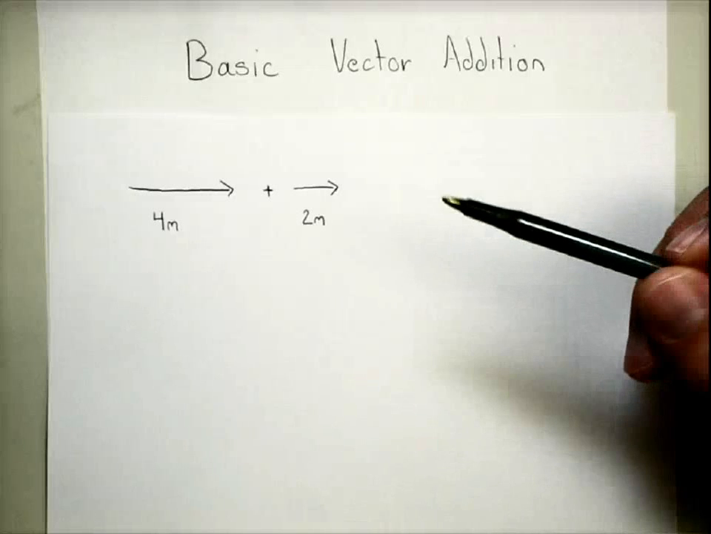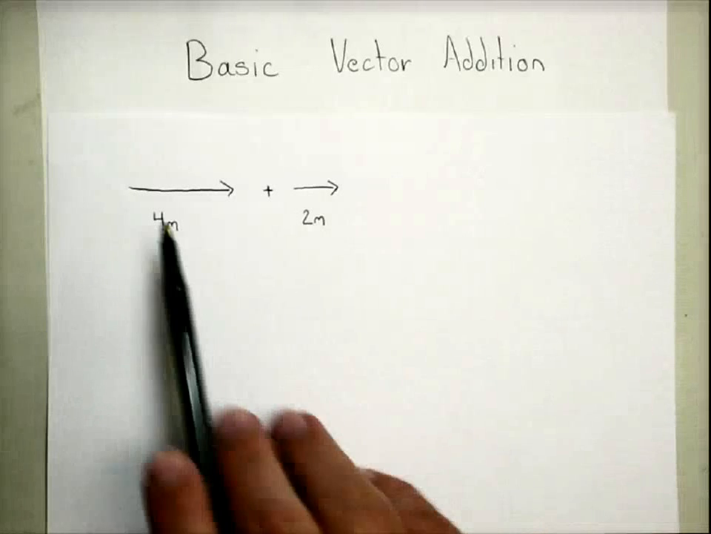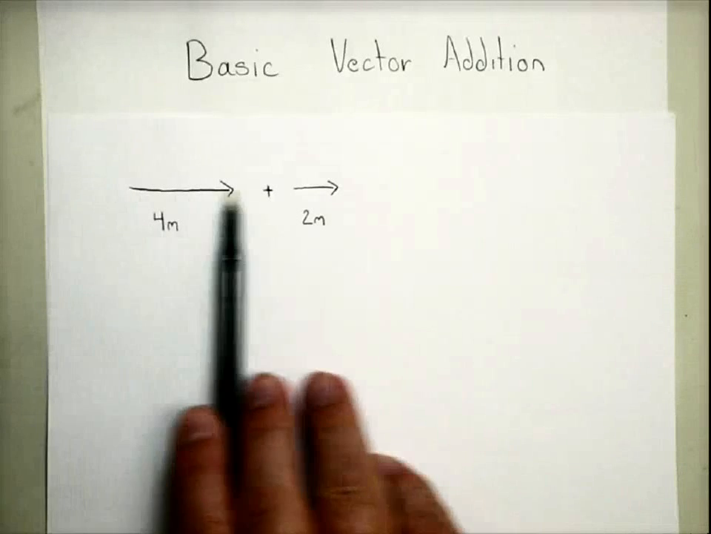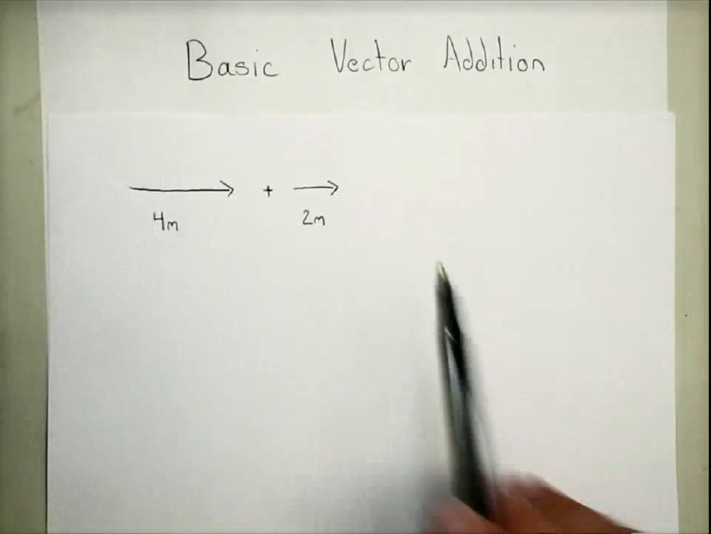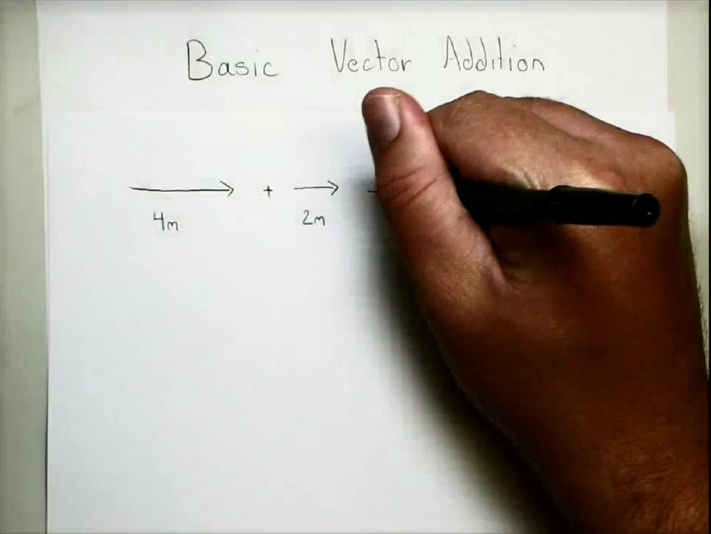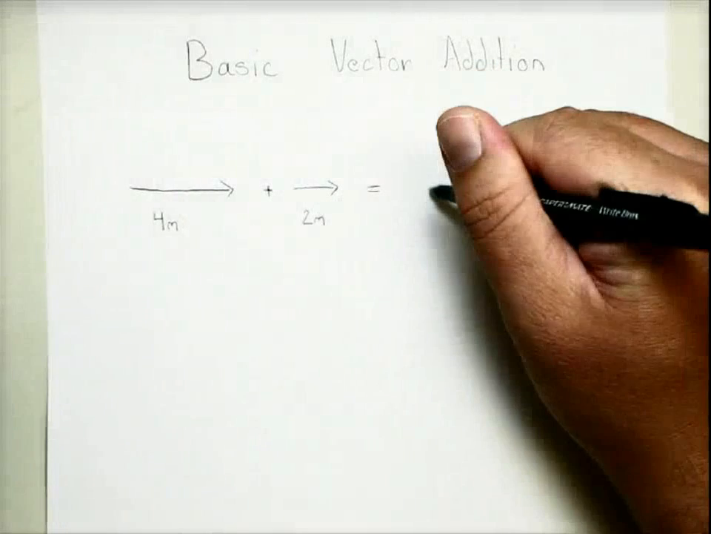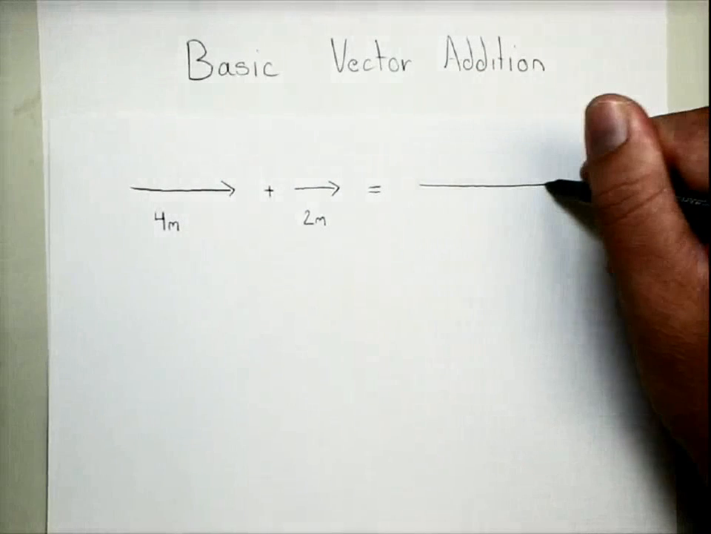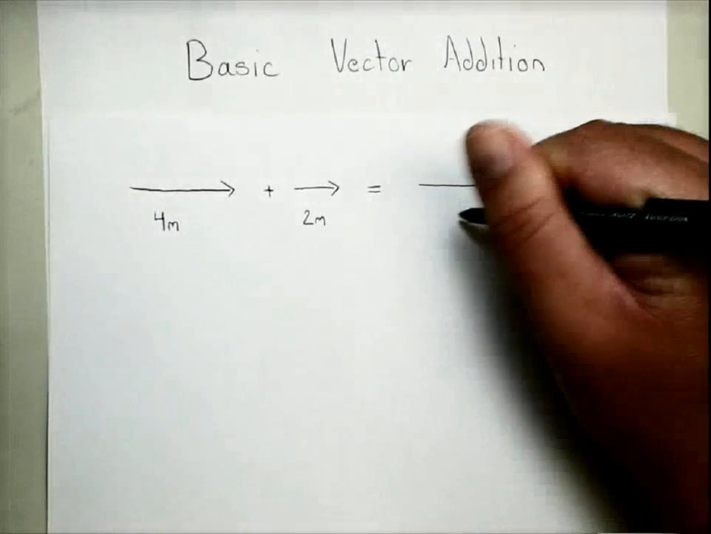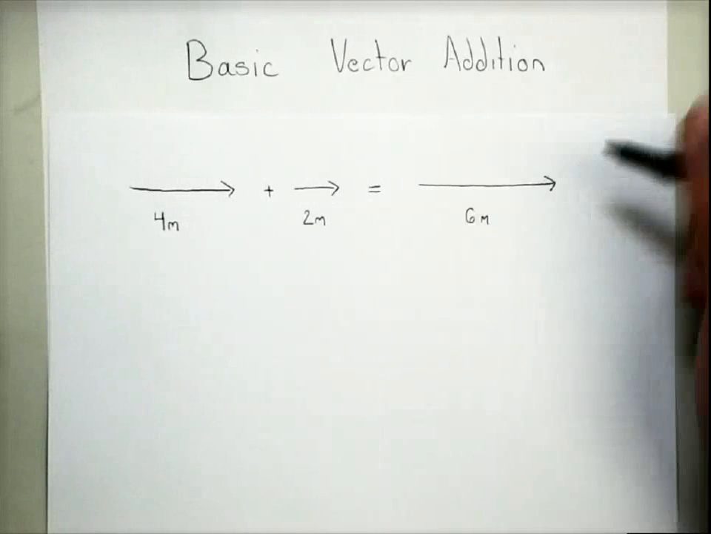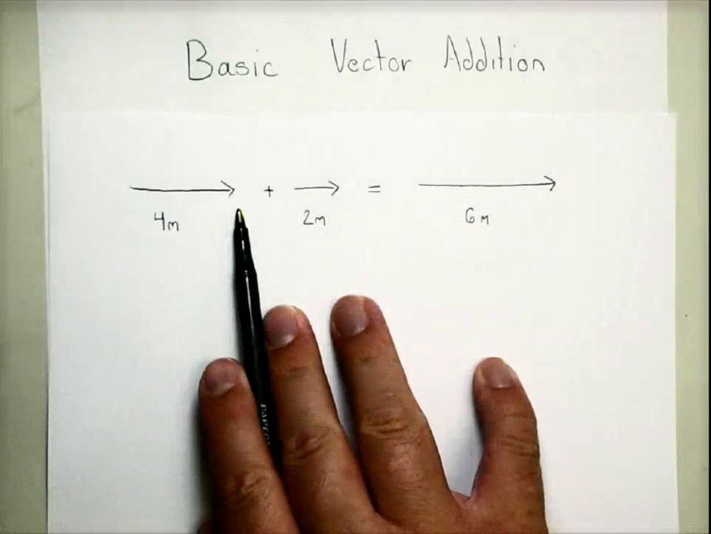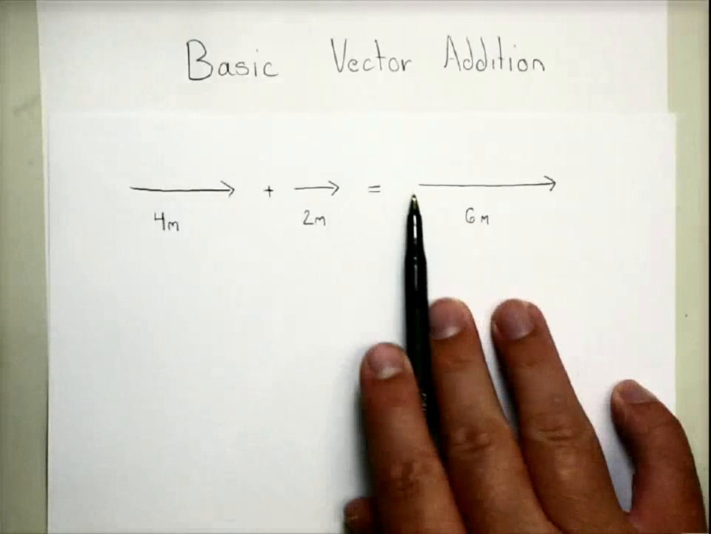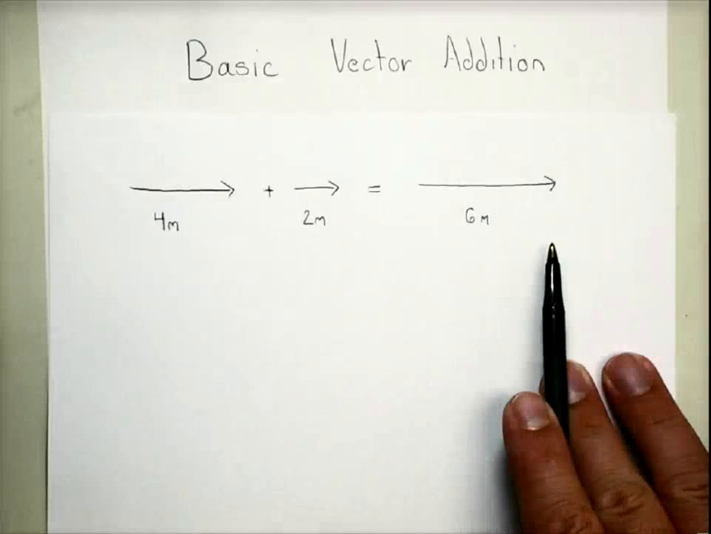Now to add these, if I have vectors that are aligned in one dimension, that means that they form a straight line in between them. It's addition just like you know it. 4 plus 2 is 6. So our arrow would have a magnitude of 6, and it's still going in this direction. So again, think of a person walking 4 meters to the right, then they walk another 2 meters to the right. Their total displacement would be 6 meters to the right.